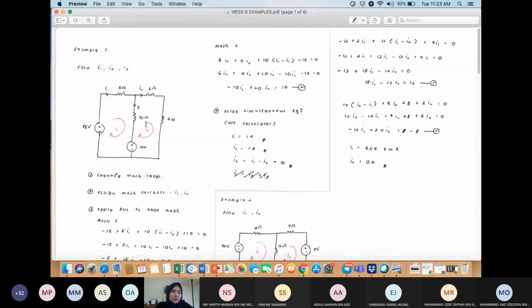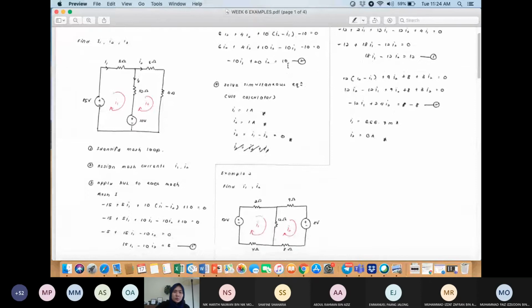During the lecture on KCL and KVL, I usually draw the current direction at each element, but here I didn't show the direction. If you get confused, my advice is that you draw the direction of the current for each element. If you simplify this equation, you will get negative 10 I1 plus 20 I2 equals 10.